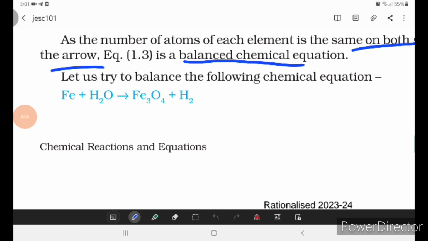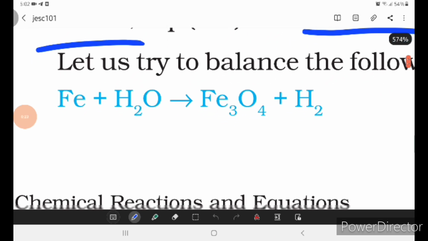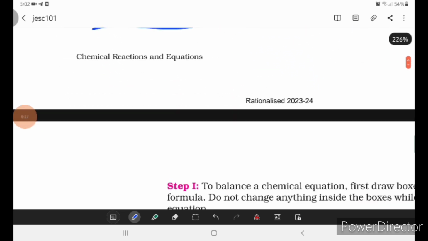Try to balance the following chemical reaction. Now we know how to say whether a given equation is balanced or not. If the number of atoms on the left side of the arrow and the right side of the arrow are equal, then we say it is a balanced equation. When it is not, then we say it is a skeletal equation. Now let's try to balance this particular equation.